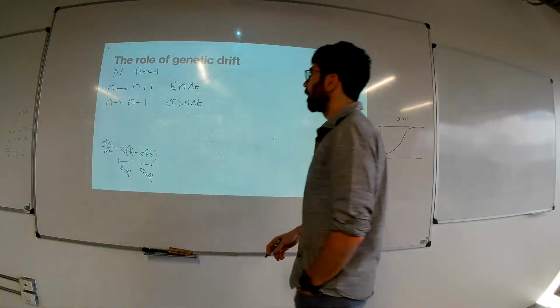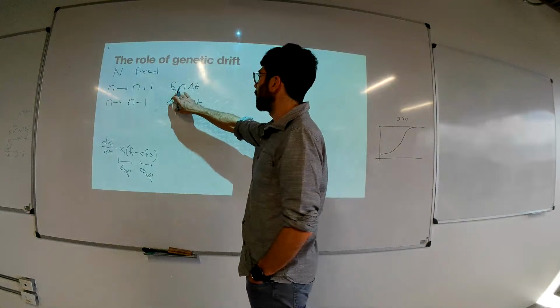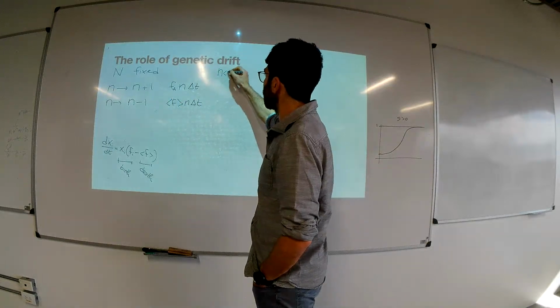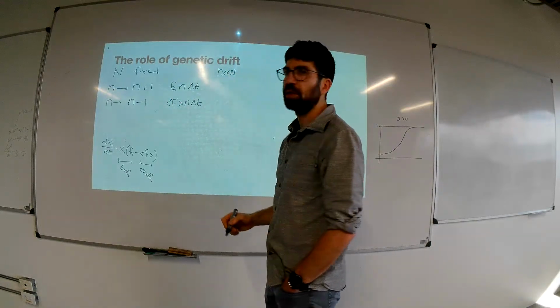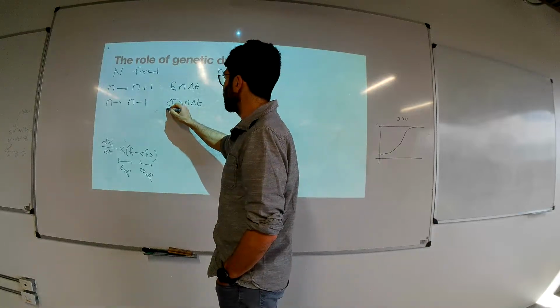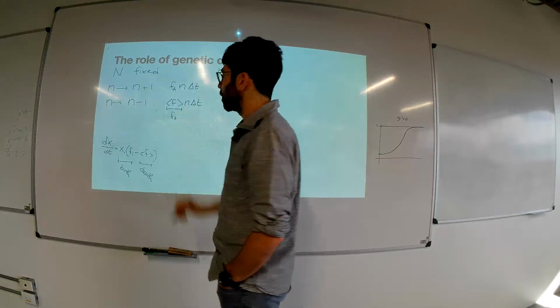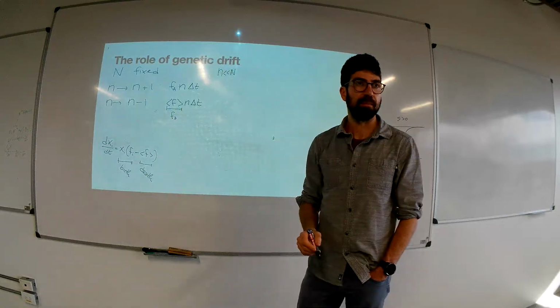Now, the idea is that I'm imagining this mutant type has an initial population which is much smaller than the total. So if this is much smaller, the average fitness is basically the fitness of the other type.